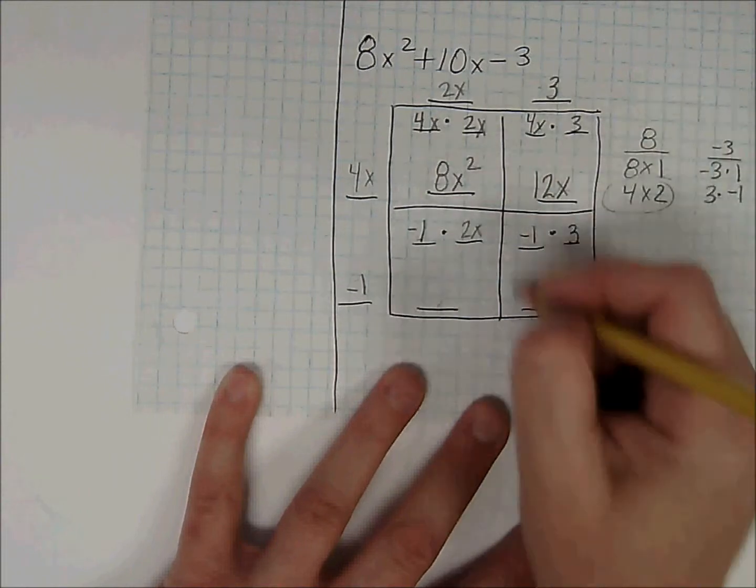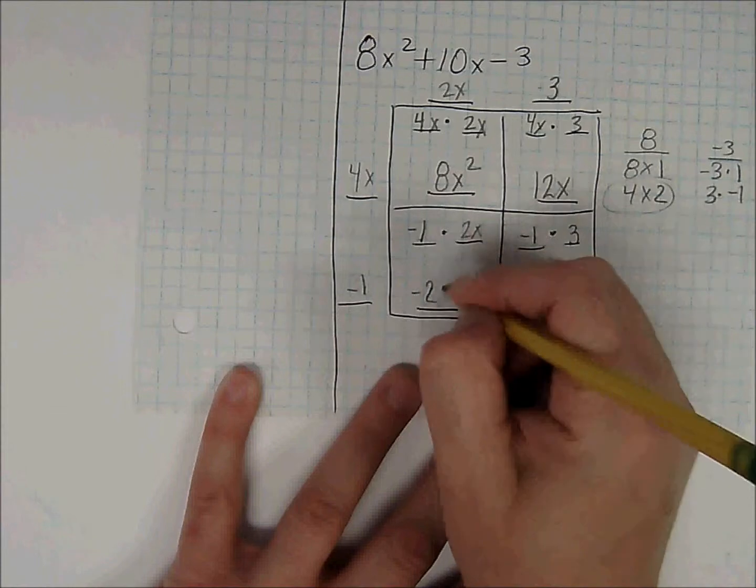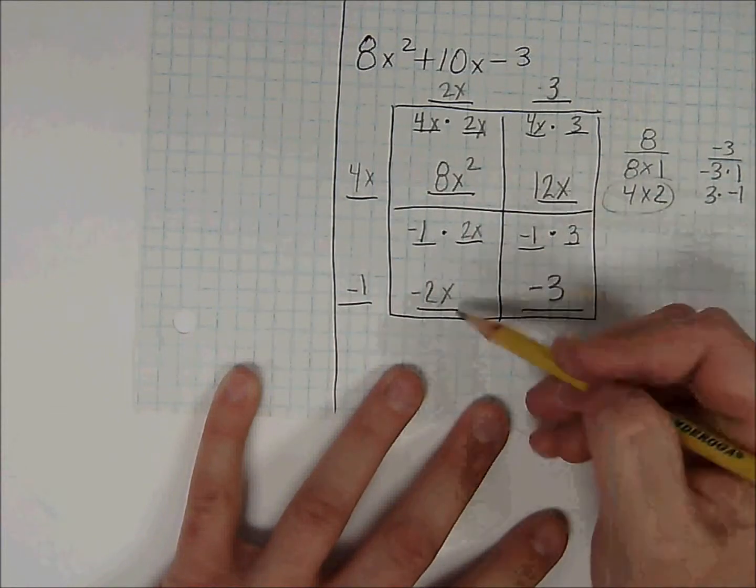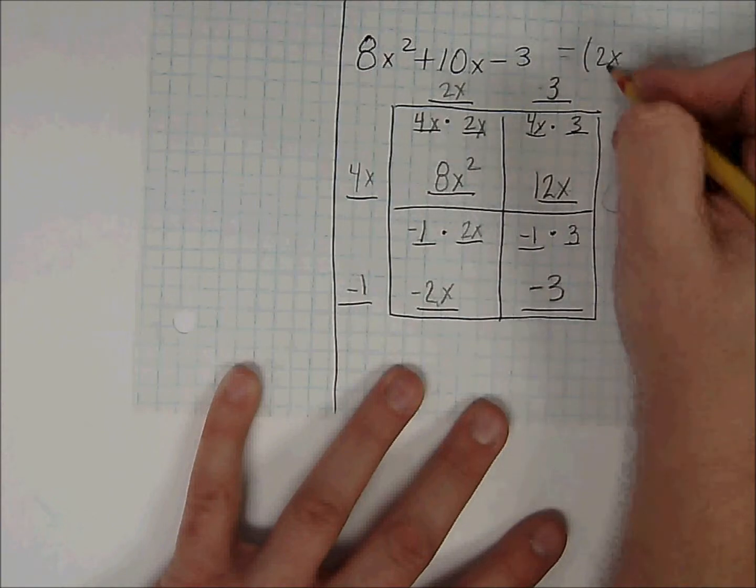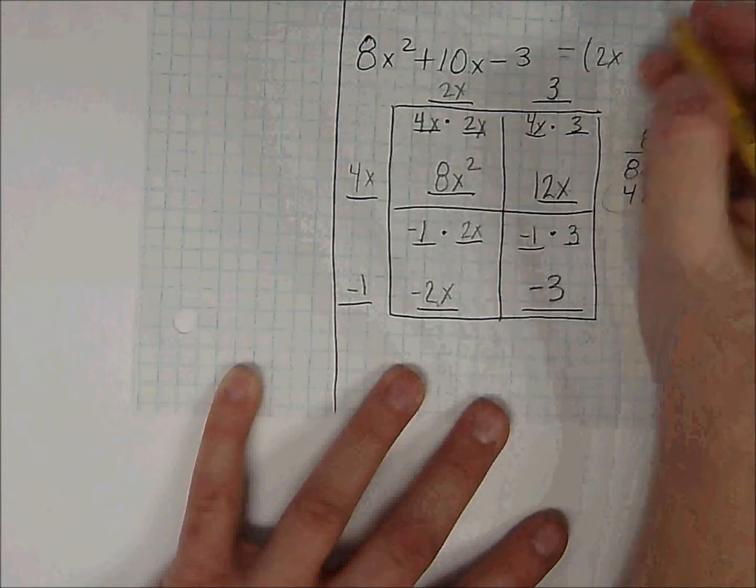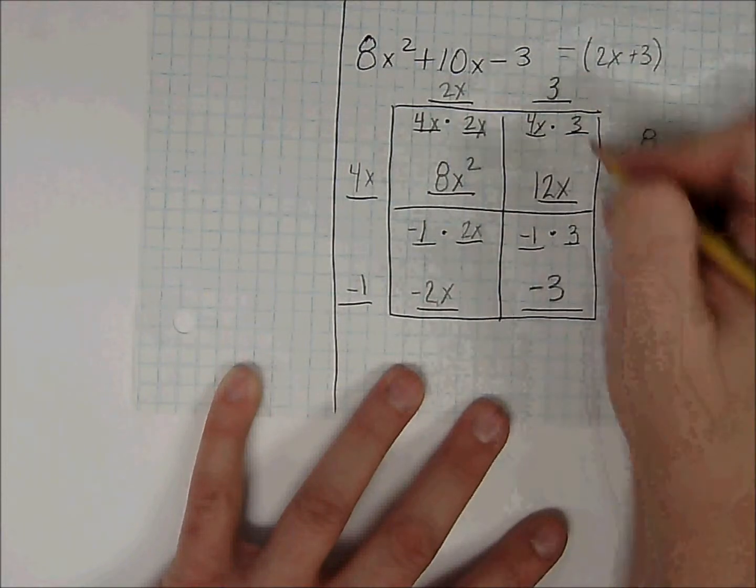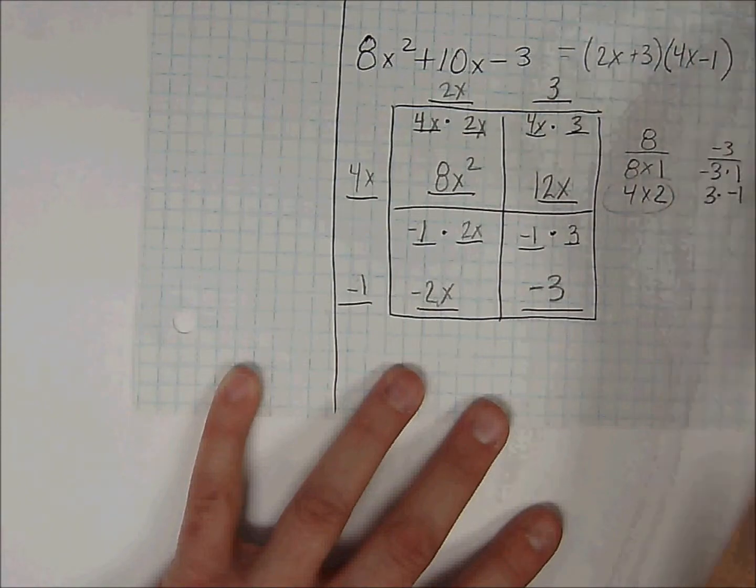And in this box, I get 12x. In this box, I still get negative 3. In this box, I get negative 2x. 12 minus 2 gives me 10. So it only took me 2 tries. And this is a positive 3, not a negative 3, because it's positive, positive, positive. There's our negative 4x minus 1.